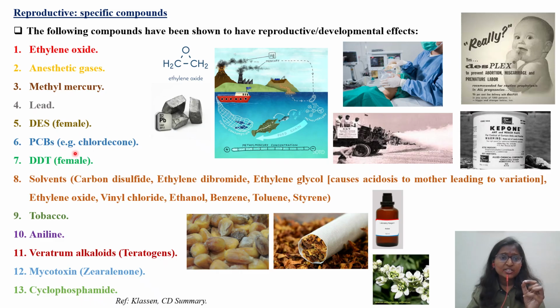Then we have PCBs. In that, an example is chlordecone. Then we have DDT. I have uploaded a separate video on DDT, on how DDT causes embryo-fetal toxicity.